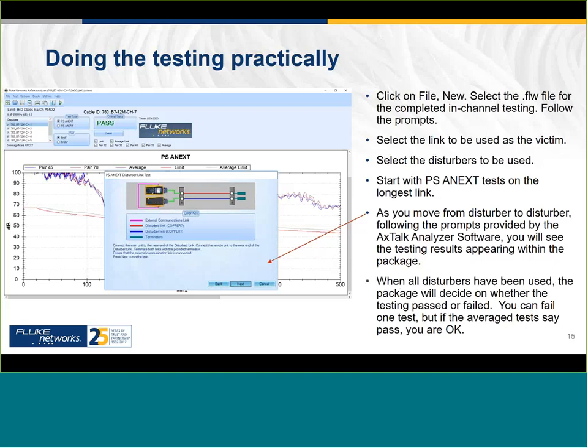Once you have done all the testing, the package will decide on whether the testing passed or failed. And it's important to remember you can fail one test, but if the average tests say pass, you're quite okay. The installation meets the requirements for Alien Crosstalk testing. And it's just simple, as you can see there. Next, running the test. Select the next disturber, run the test. So let's have a look at how that evolves in real world.